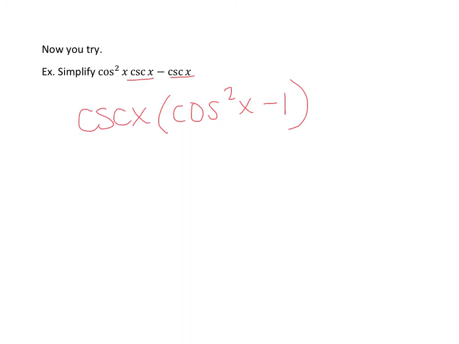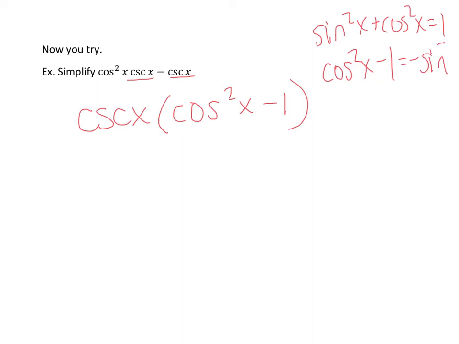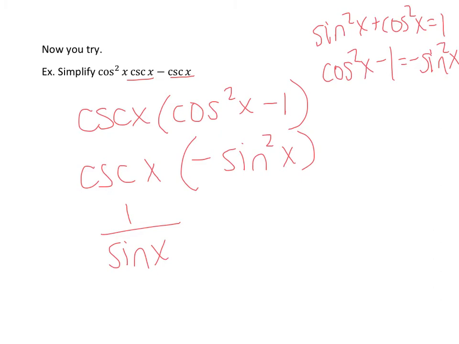And we know that cosine squared x minus 1, if I take my identity, sine squared x plus cosine squared x equals 1, and I rearrange it, that's going to say cosine squared x minus 1 equals negative sine squared x. So now I have cosecant x times negative sine squared x. Cosecant x can be rewritten as 1 over sine x times negative sine squared x.